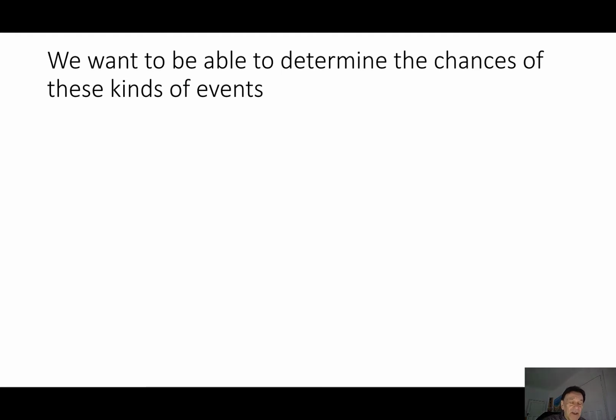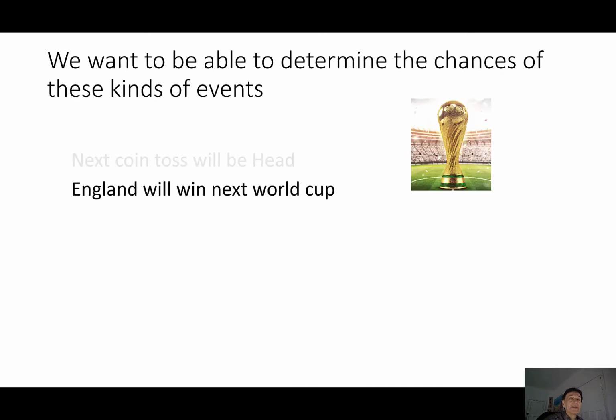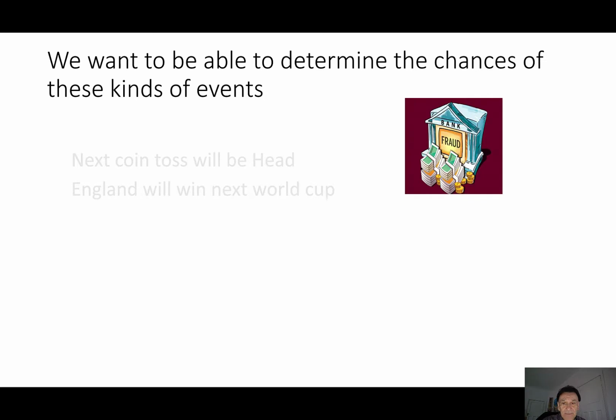Ultimately, for risk assessment, we're interested in determining the chances of the following kind of events. And you can see there's a very broad type of event here, beyond those which are normally considered in most probability books. So one that you will see will be something like the next coin toss will be a head. That's usually very well covered in probability and statistics textbooks. England will win the next World Cup. That's not something that you'd typically see, but that is trying to predict some future event.